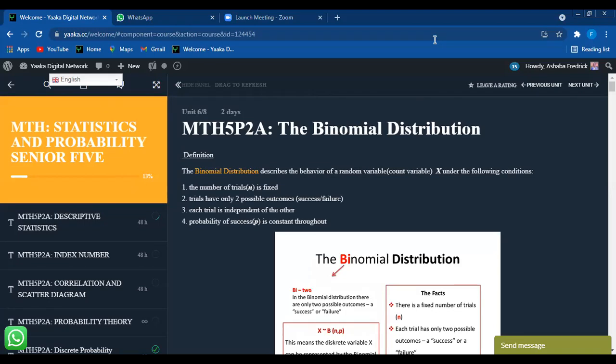Binomial theorem describes... Are you able to see the screen? Yeah, but the letters are quite small. Okay, let me read.